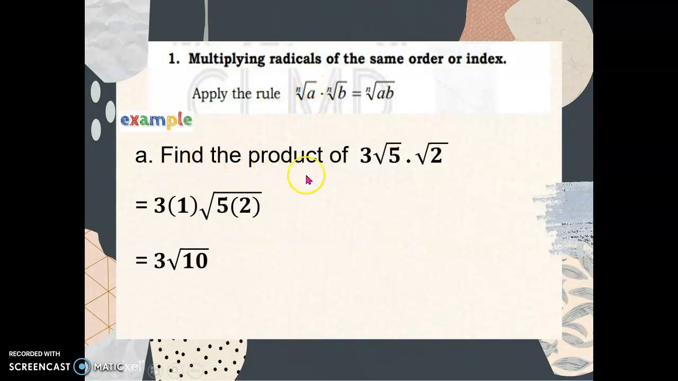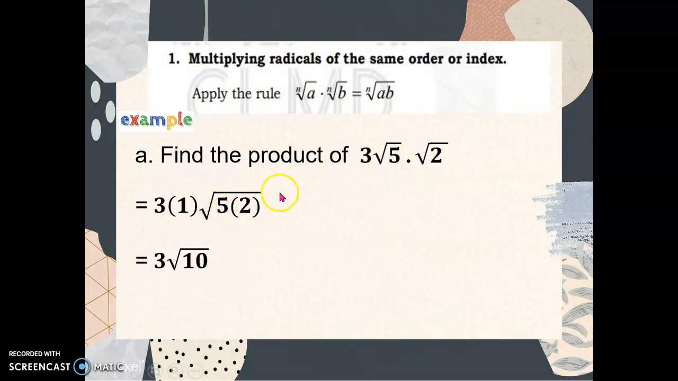So, first example, you are asked to find the product of 3 square root of 5 and square root of 2. Same ang index nila kasi square root yan. Pag sinabing square root, ang index po niya is 2. Ang coefficients, i-multiply natin. Kagaya doon sa addition, if there is no number that appears before the radical, understood na ang coefficient ay 1. So, kaya po ito naging 3 times 1.